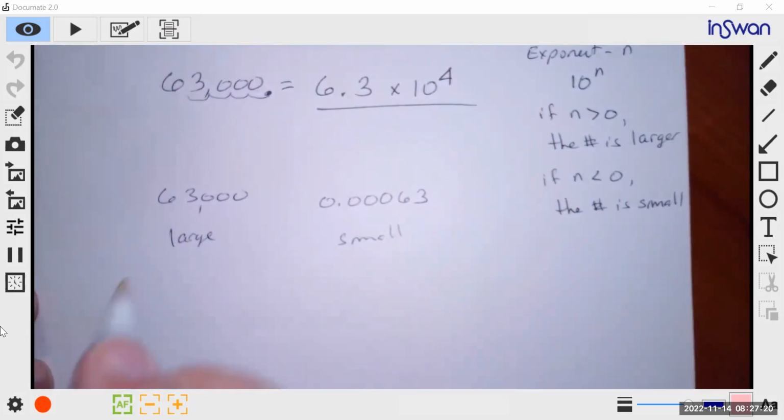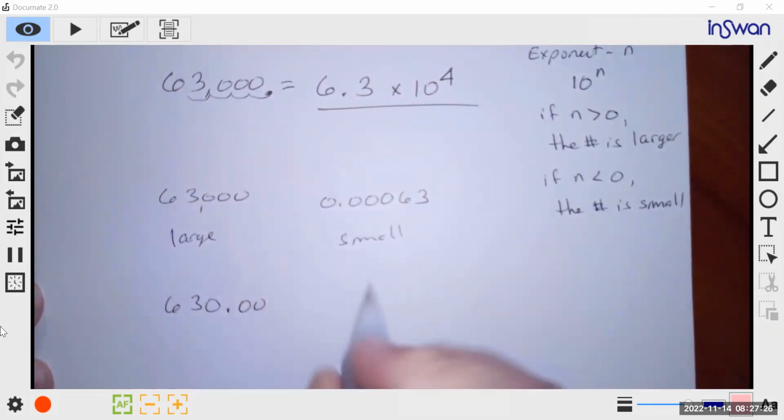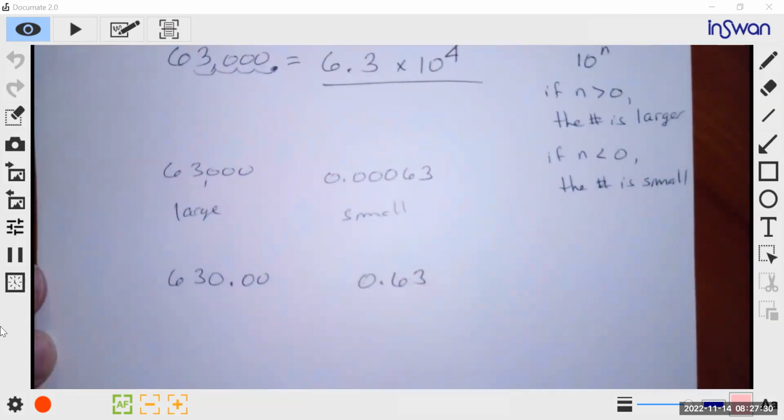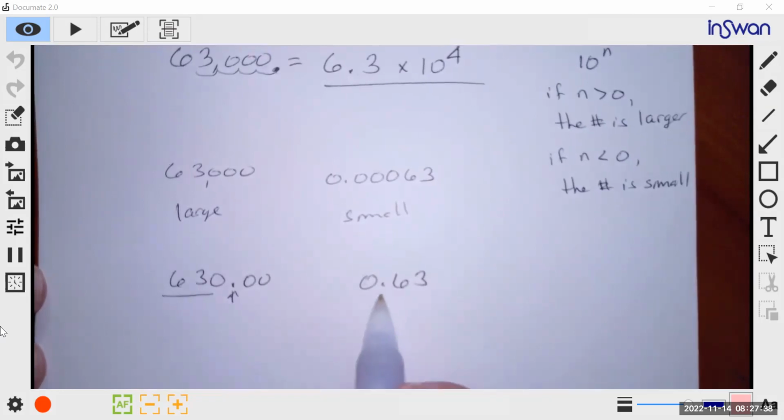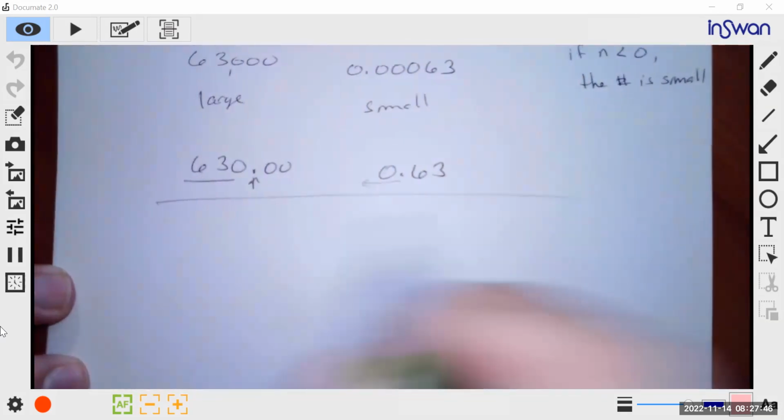Look at it this way also. If you had a paycheck, which paycheck's bigger? Exactly, yeah. So the more numbers you have in front of the decimal, the larger it is. If you have zeros in front of it, that's pretty small. Let's look at another one.